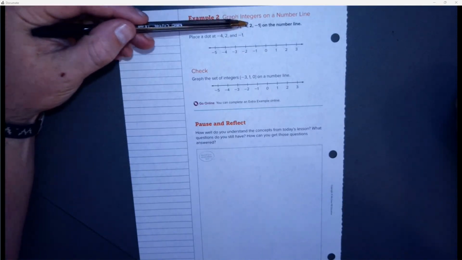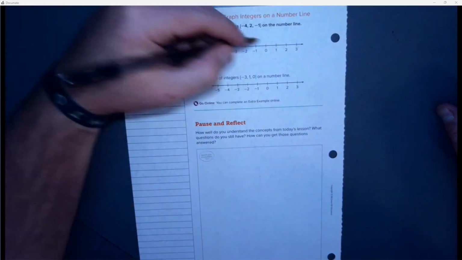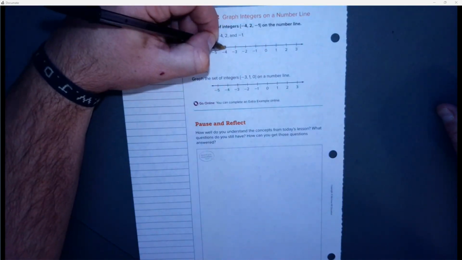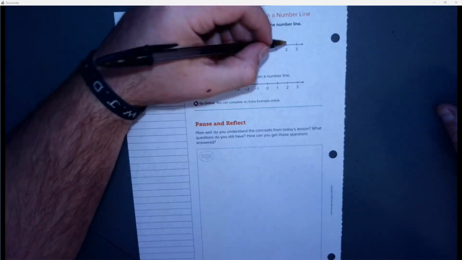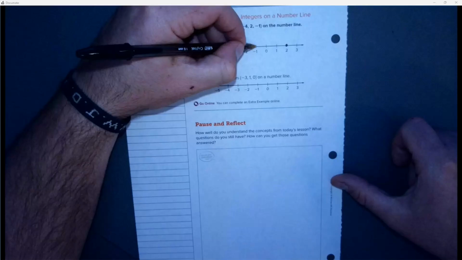Now let's begin example 2 on page 204. Graph the set of integers -4, 2, -1 on the number line. Place a dot at -4, 2, and -1. So -4, we know it's going to be left of 0, and there it is. Put a dot there. 2, positive number, we know it's going to be to the right of 0. It's right here. And -1, again, it's a negative number, we know it's going to be to the left of 0, and that one is right there.